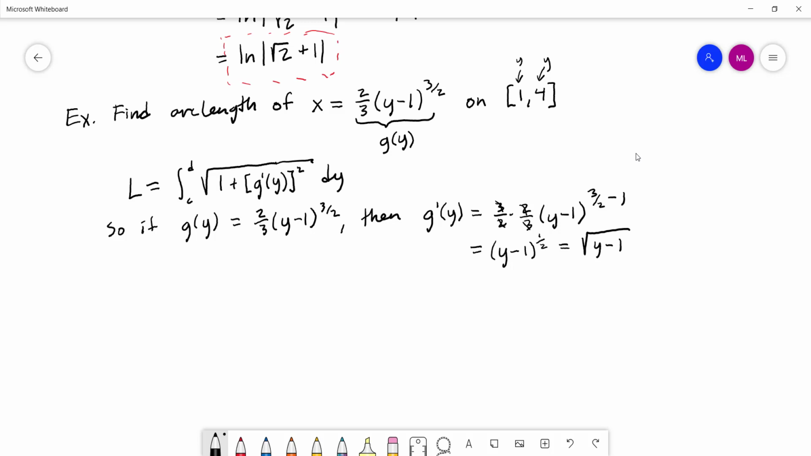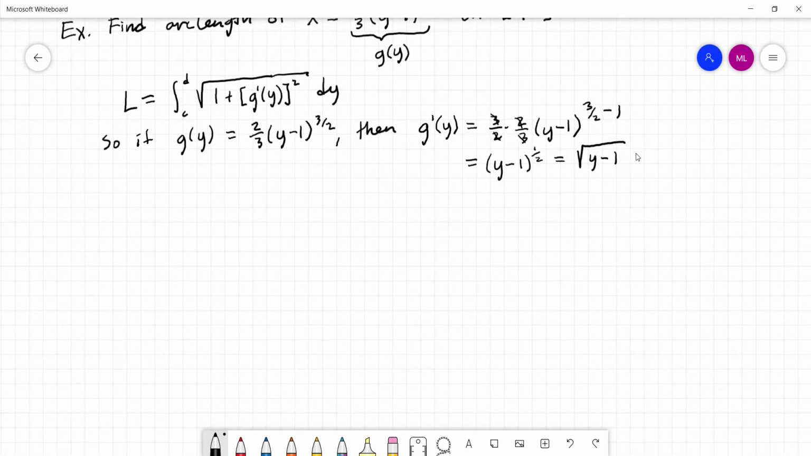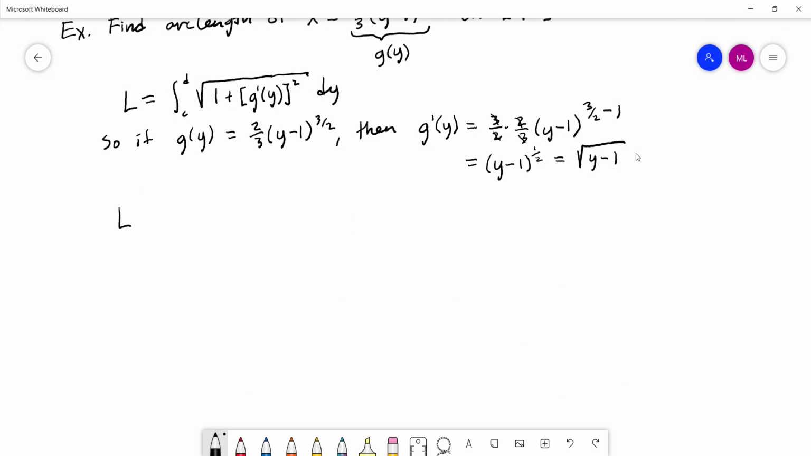Okay. So there's that ugly piece. Plugging this in, our arc length is going to be the integral from 1 to 4. Again, the bounds of integration I just got from earlier in the problem. And we've got a big square root of 1 plus the square root of y minus 1 squared dy.